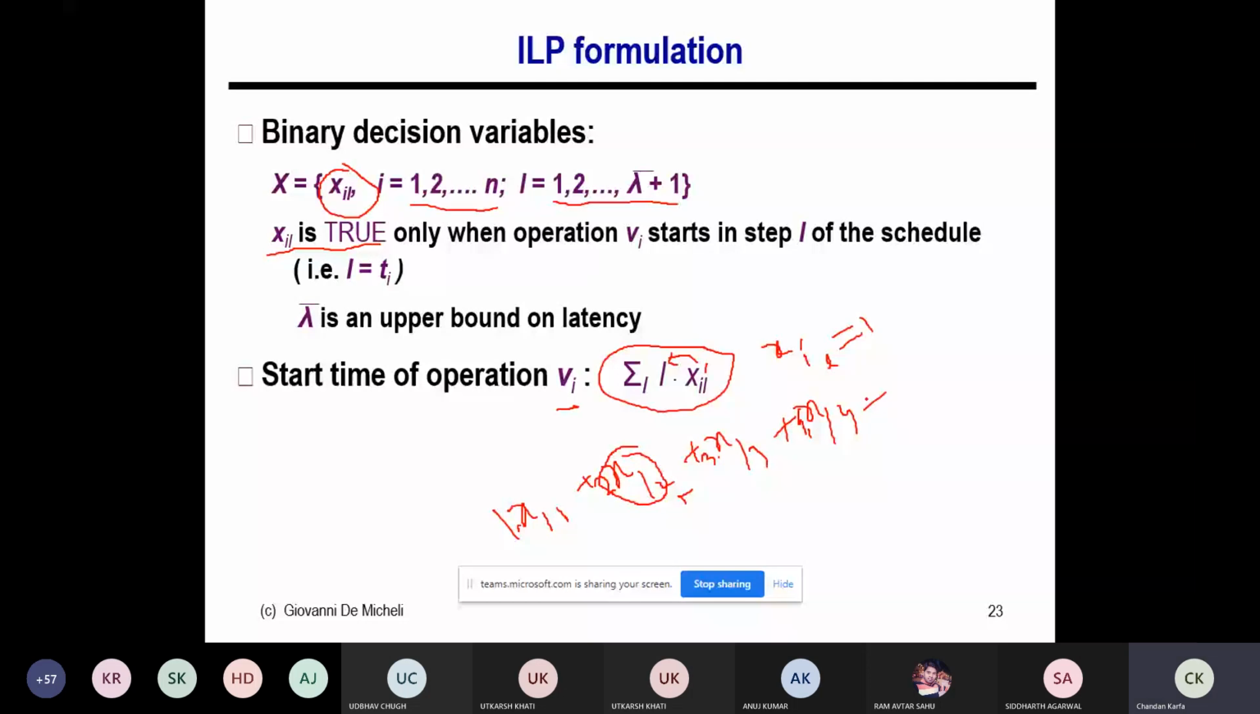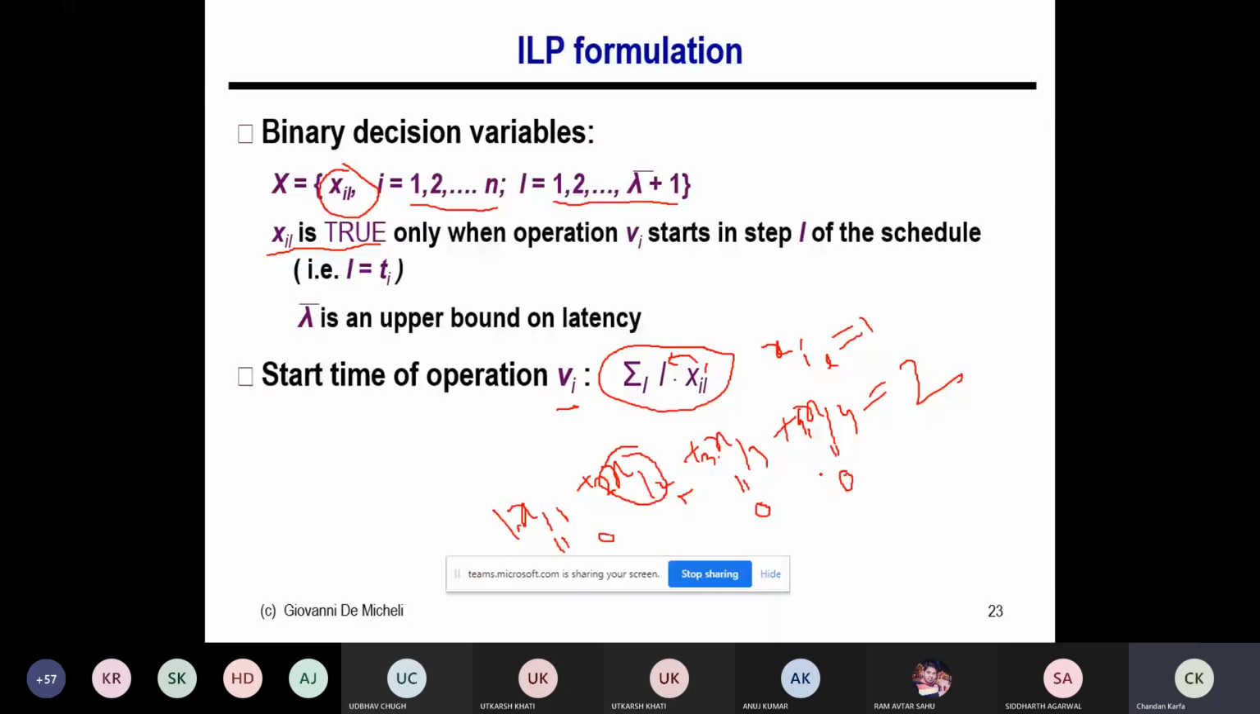So I'll tell that operation 1 is actually starting at timestamp 2, because the rest will be 0: x_11 is 0, and if you multiply something by 0, it will be 0, right? This is also 0, this is also 0. So this tells me the start time. This is how we are going to represent the whole thing.